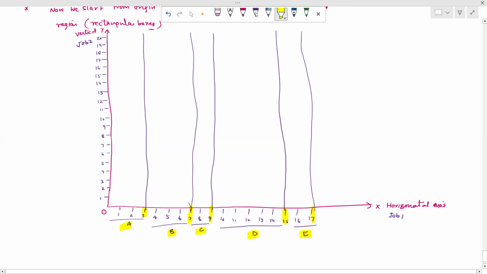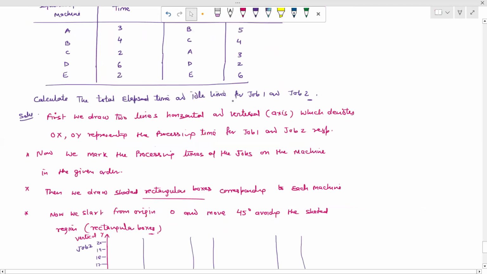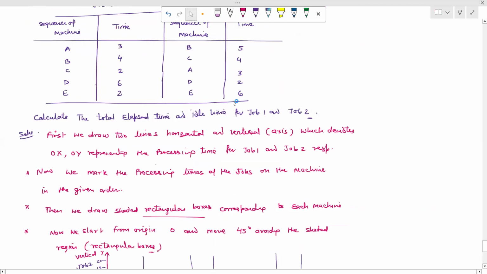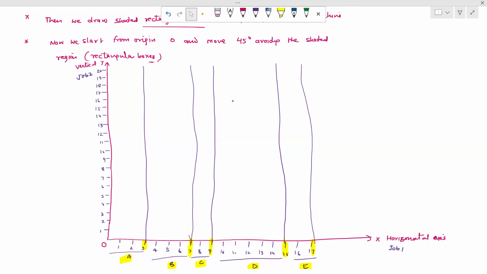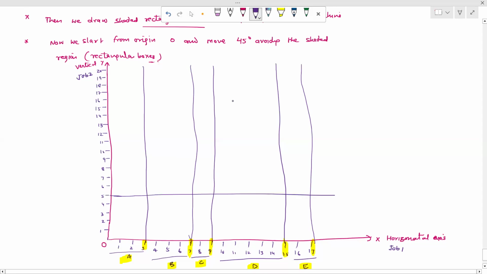Similarly, we do the same thing for job 2. For job 2, the first machine is B, having 5. We follow the sequence of the job. So machine B having 5, we draw 5. So this is for machine B.